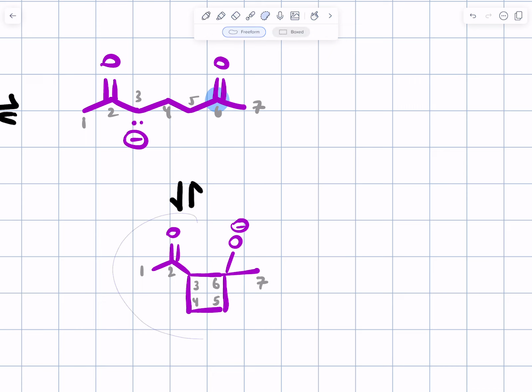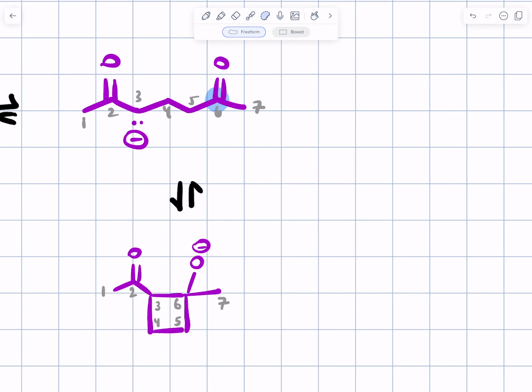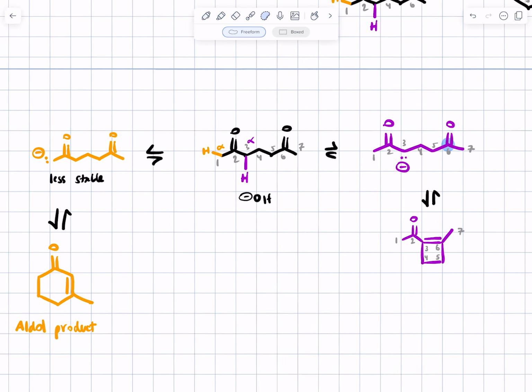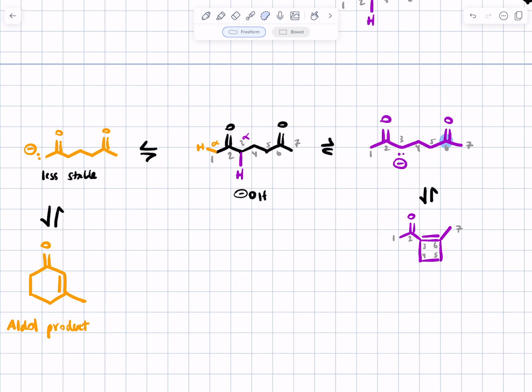All right. And then, of course, we could think onwards to protonating the oxygen to get to the beta hydroxycarbonyl compound. And we could also think forwards to the dehydrated product that would look like this. Okay? So I've skipped ahead, and if you need to go back through and do that stepwise, that's fine.